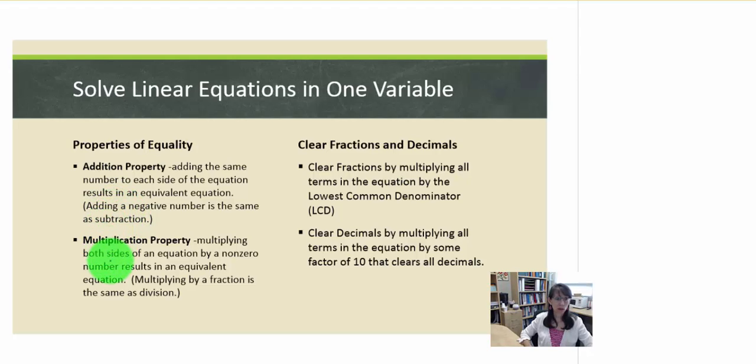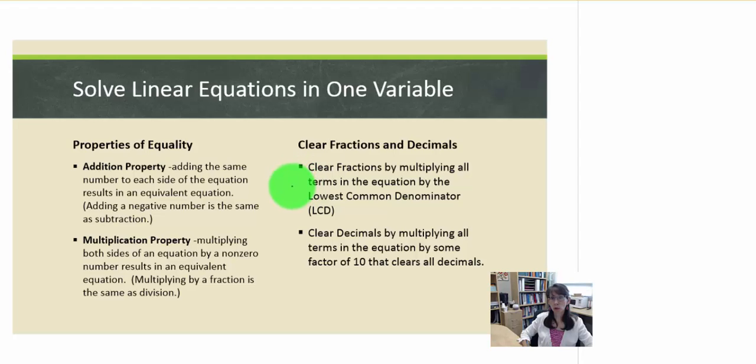The multiplication property means we're going to multiply both sides of the equation by exactly the same amount, and that will result in equivalent equations. Multiplying by a fraction is the same as dividing. So if you multiply by 1/2, that's the same as dividing each side by 2. So no matter if you're adding, subtracting, multiplying, or dividing, whatever operation you are doing, make sure that you're doing exactly the same operation to both sides of the equation.